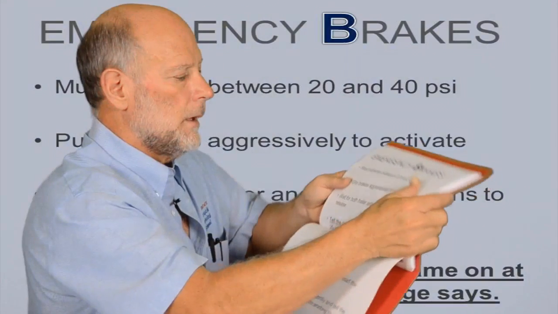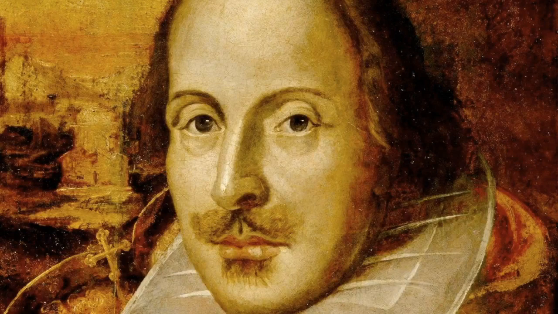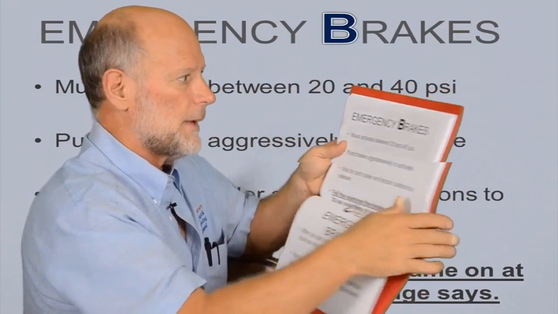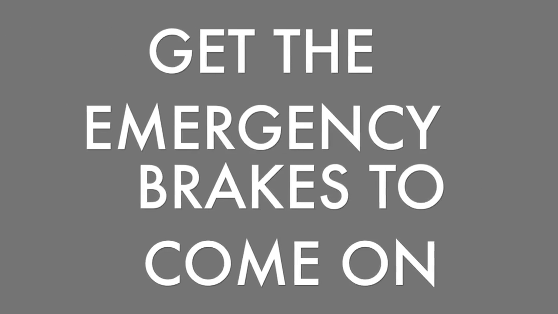Remember, you must have the key on in order for that to work. That's the largest single mistake that people make in this process: they forget to turn the key on. Now there's a second B to this ABBC process, and that is to get the emergency brakes to come on.